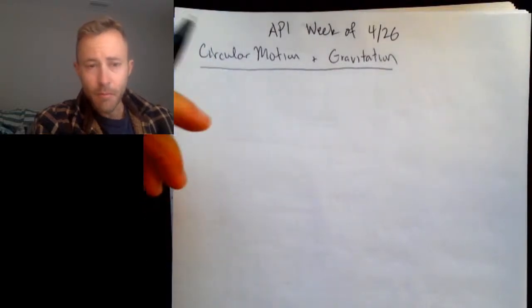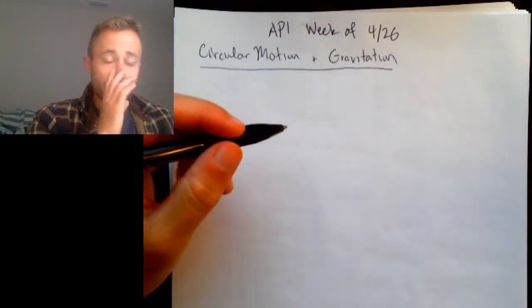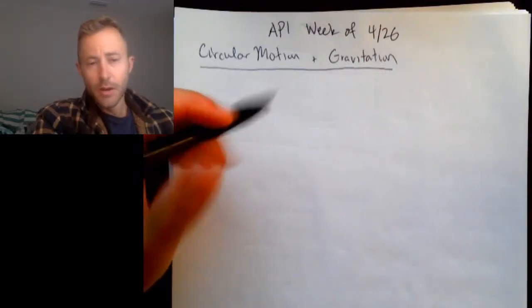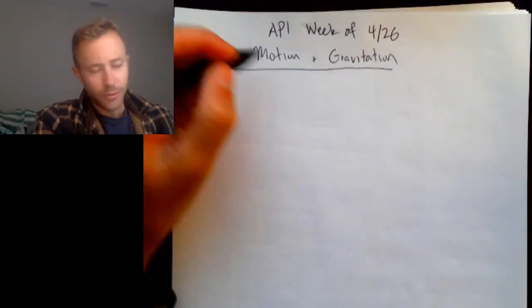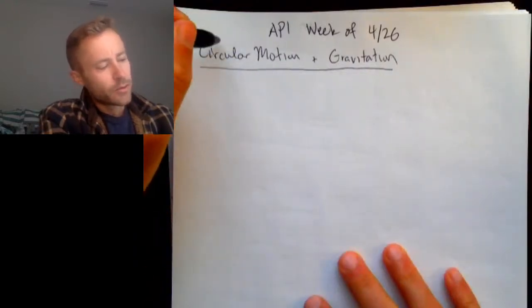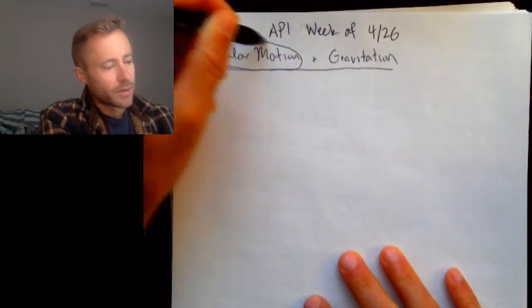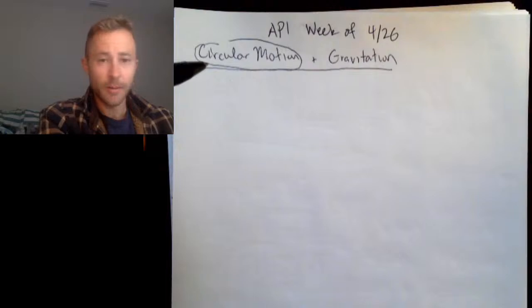All right. So I am going to start. Oh, and by the way, this corresponds to Experimental Physics Quiz 5. So I'm going to go ahead and start by talking about circular motion.